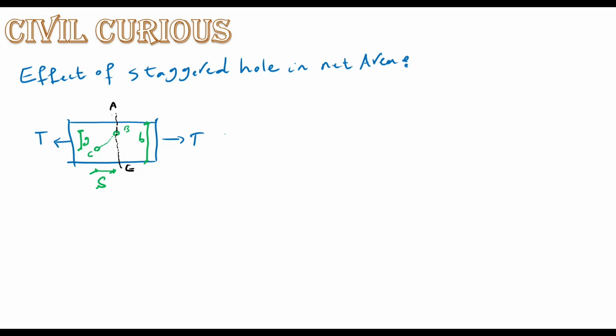This is the first direction. In the A, B, E direction, we have the net area and we call it AN1, which is equal to B, as I told you before, B minus the diameter of the hole, which is D, times T, the thickness of the section.